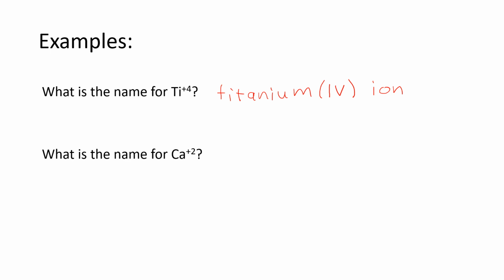For the next example, what is the name for Ca with 2 positive charges? Well, the element name is calcium. And with two positive charges, you might be tempted to put a Roman numeral 2 following this. But if you look at where calcium is in the periodic table, it is a fixed charge ion. So we don't write the charge with Roman numerals because it's fixed charge. This guy is just calcium ion. And so the difference here is that calcium is a fixed charge metal, whereas titanium is a variable charge metal.